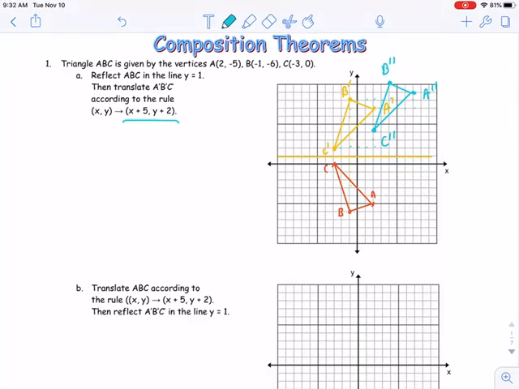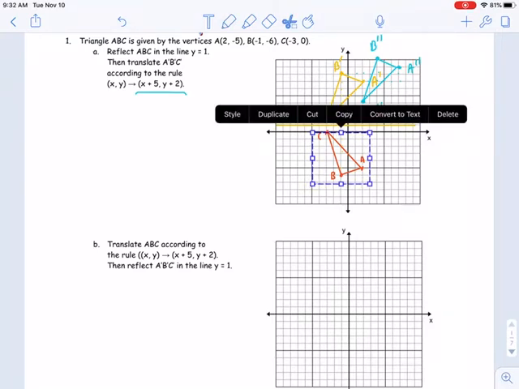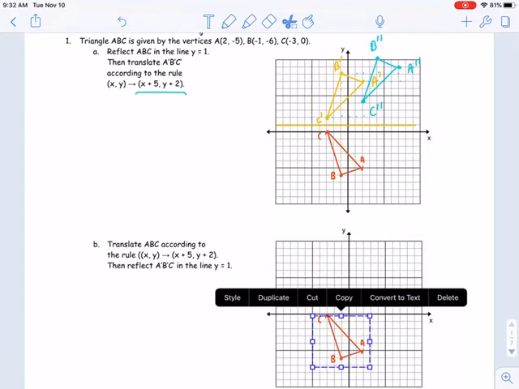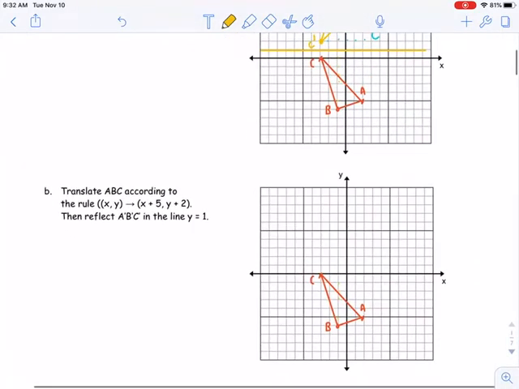So we just reviewed a reflection and then a translation. Now let's do the same exact thing. I'm going to copy, paste, and put this down where it goes. We're going to do the same exact thing, but swap the order. First, let me go right 5, up 2. 1, 2, 3, 4, 5, 1, 2. C prime. 1, 2, 3, 4, 5, 1, 2. A prime. 1, 2, 3, 4, 5, 1, 2.